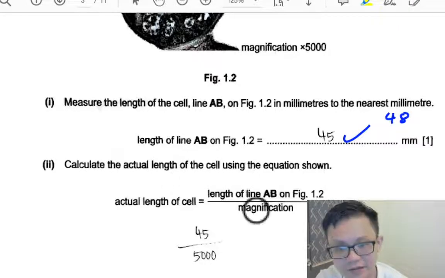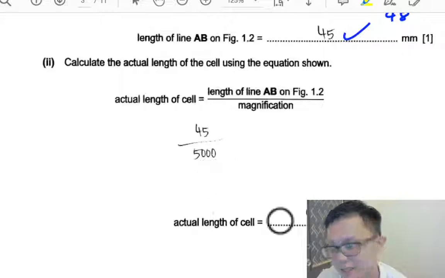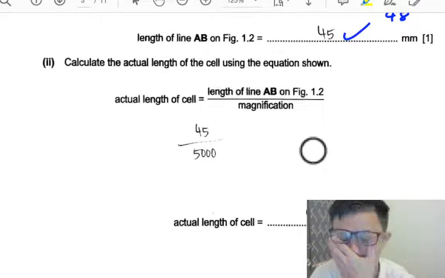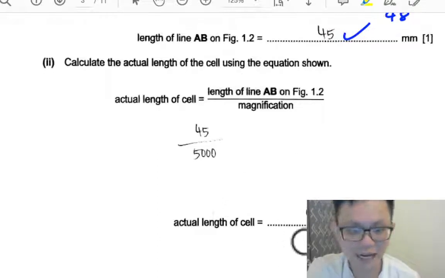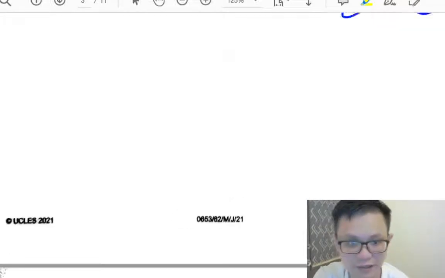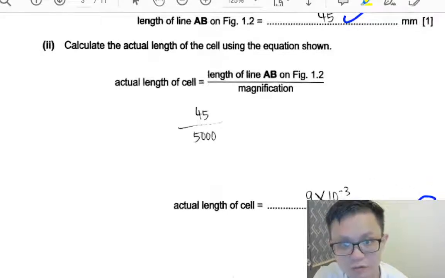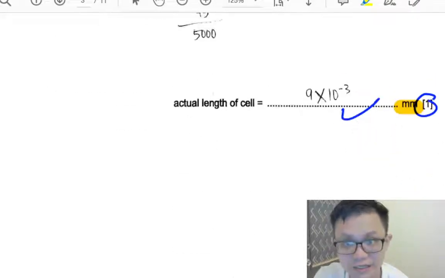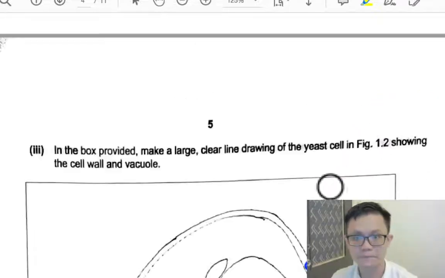Calculate the actual length. 45 divided by 5,000, you get 0.009. The answer is 0.009, but the student wrote 9 times 10 to the power of negative 3. I still give correct, because 0.009 is actually 9 times 10 to the negative 3. Make sure the unit is there. The unit is very important. Many students lose marks in the unit.